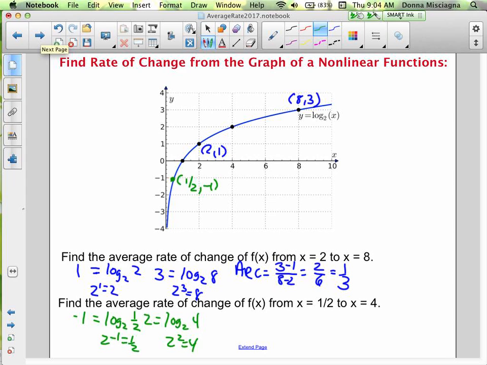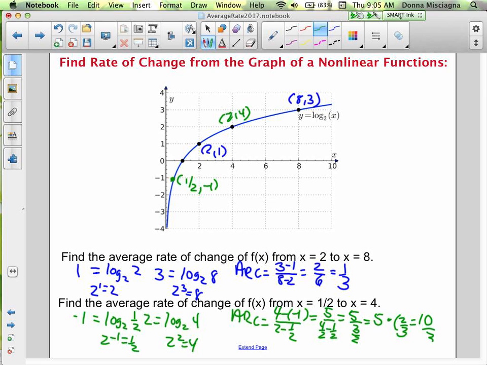and (2, 4). So the average rate of change is going to be 4 minus a negative 1 divided by 2 minus 1/2. 4 minus a negative 1 is 4 plus 1, that's 5. 2 minus 1/2: well, 2 is the same as 4 halves, so 4 halves minus 1/2 is 3 halves. So that gives us 5 divided by 3 halves, but don't leave it like that. That's the same as 5 times the reciprocal, 2/3. So our answer for our slope here is 10/3. It was a little tricky with the simplifying.